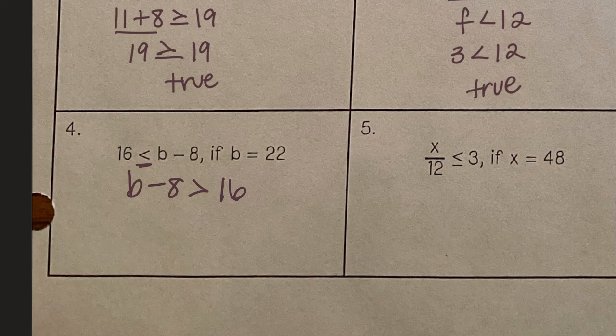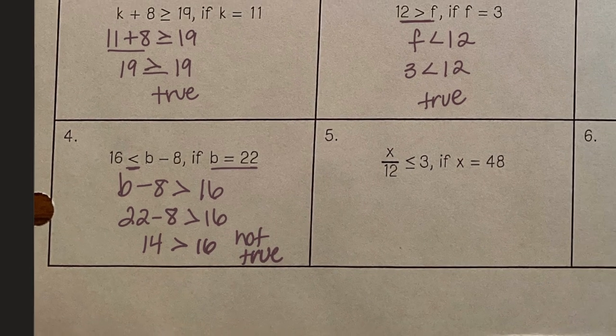Now I'm going to go ahead and replace my b with my 22. Okay, now I've got 22 minus 8 is greater than 16. 22 minus 8, I know, is 14, and 14 is not bigger than 16. So therefore, this is not true.